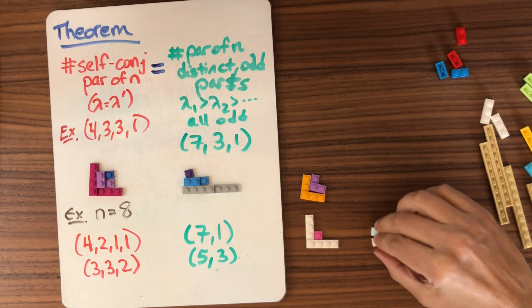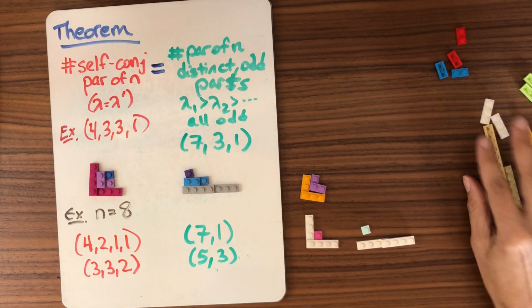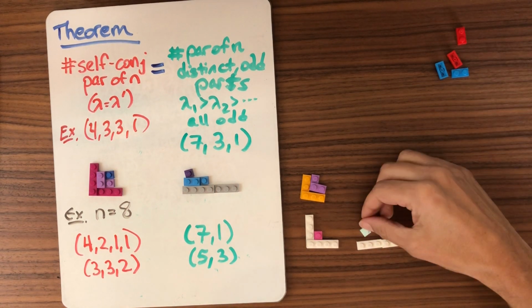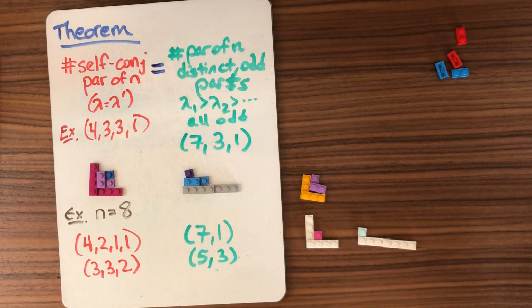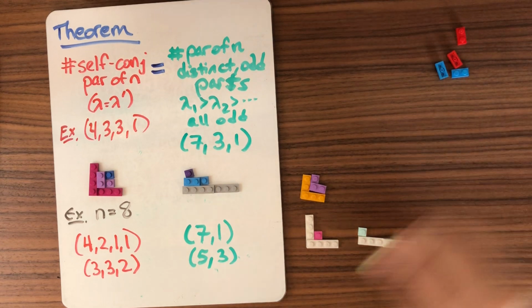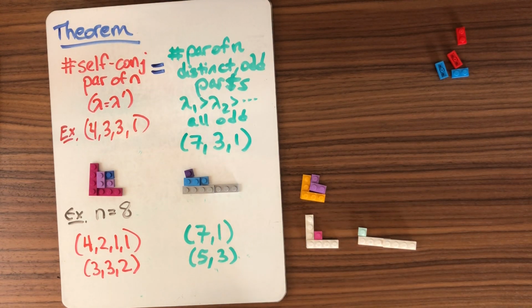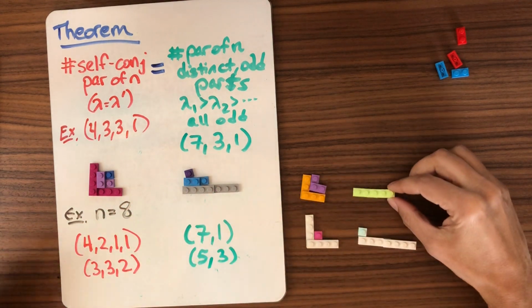Maybe I'll just put it here. Just, you know, no reason other than because it looks nice. So there's my 7, 1. And now, let's see, 5, 3. So 5 can be 3 plus 3 minus 1. The minus 1 because it overlaps. Minus 1 because it overlaps, you see.